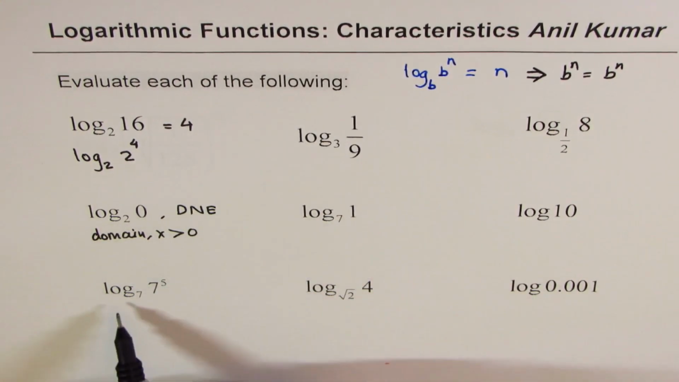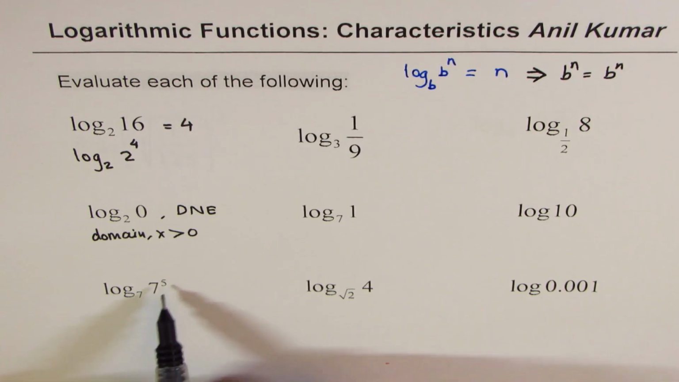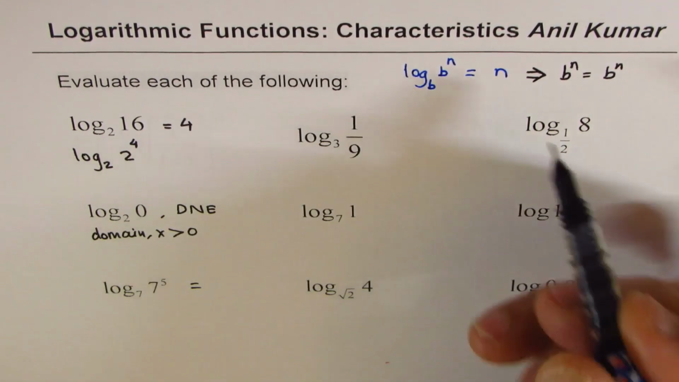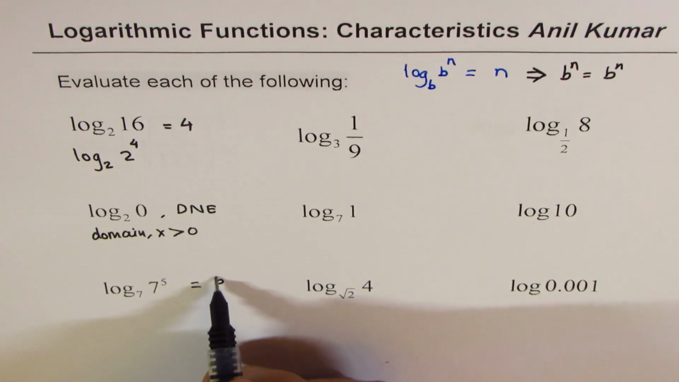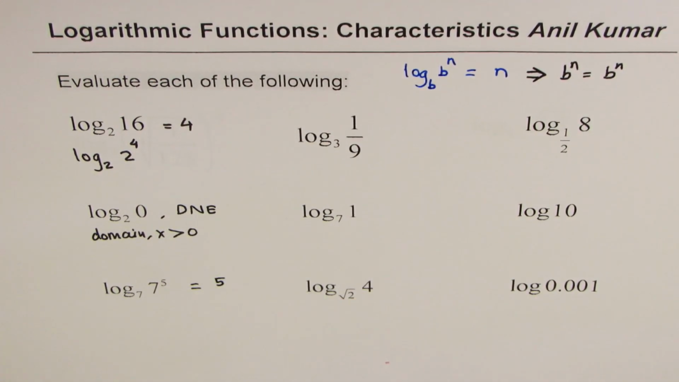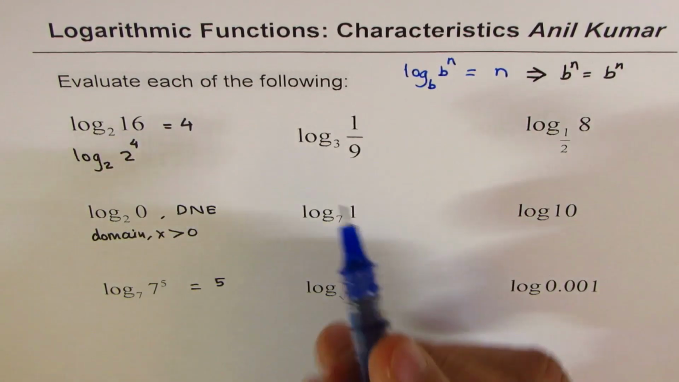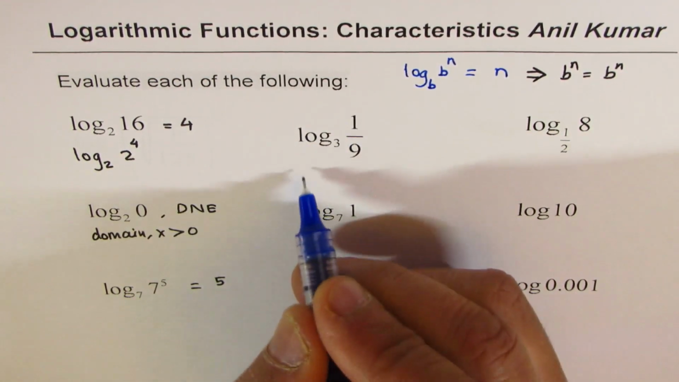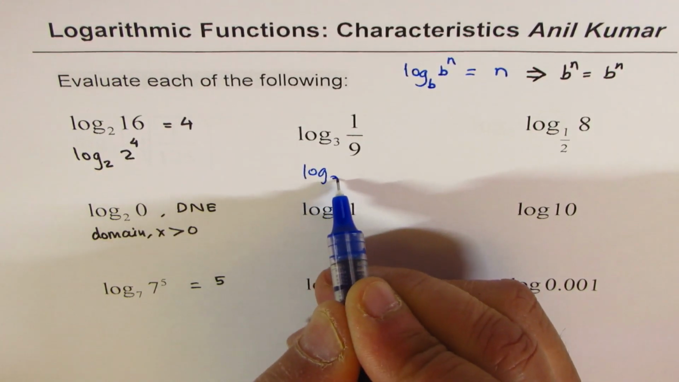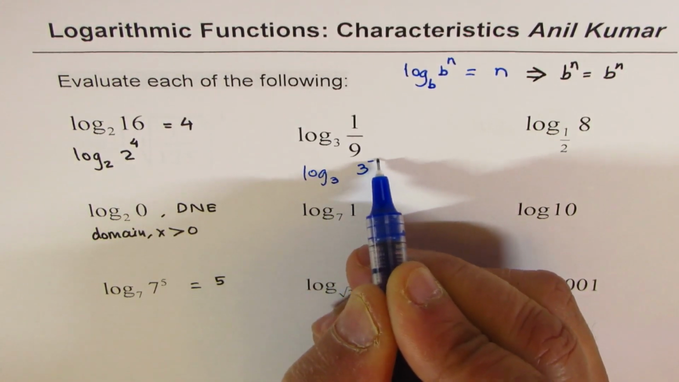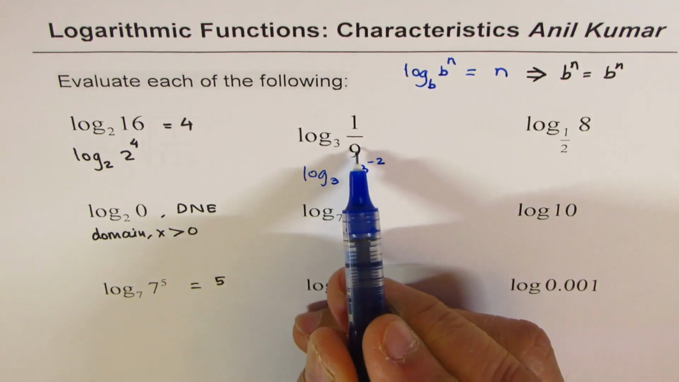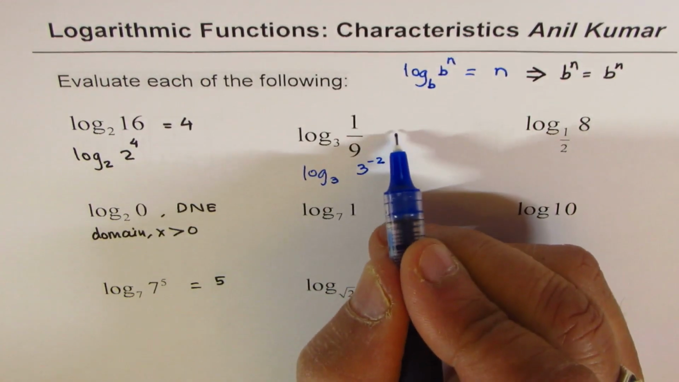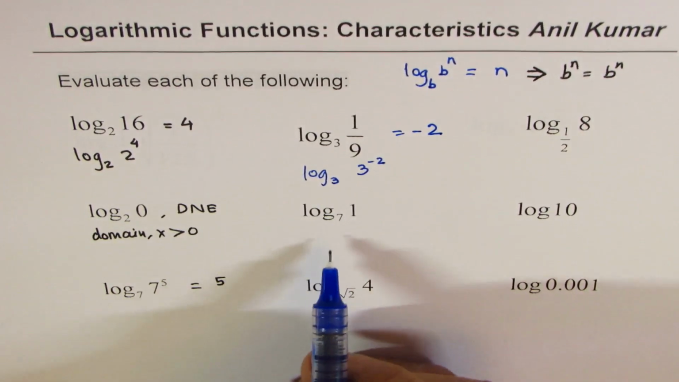That is the answer. If I have log to the base 7 of 7 to the power of 5, straight away, using this rule itself, we could write the answer as 5. Is that clear to you? So that is the strategy which you need to adopt to answer these questions. So let's do them quickly. How can I write 1 over 9 as a power of 3? Well, I could write this as log to the base 3 of 3 to the power of minus 2, correct? That minus 2 brings 1 over 9. So the answer is minus 2 here.